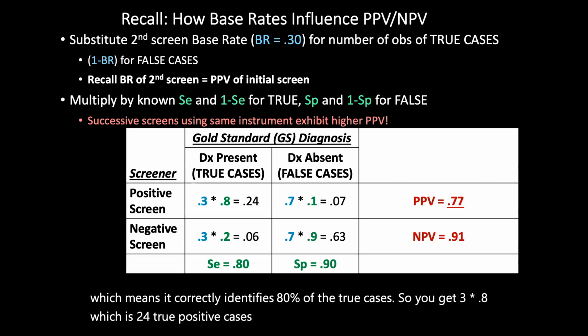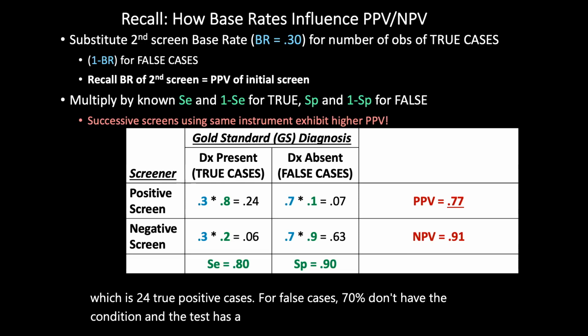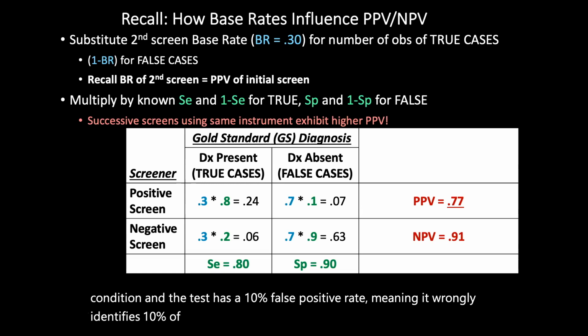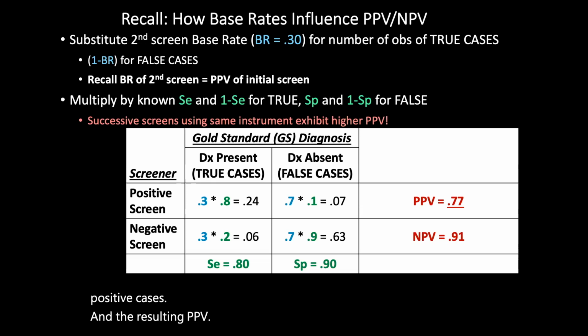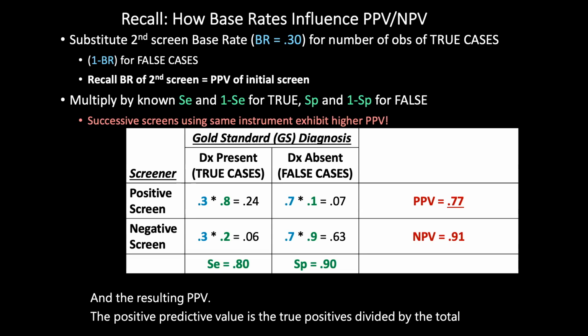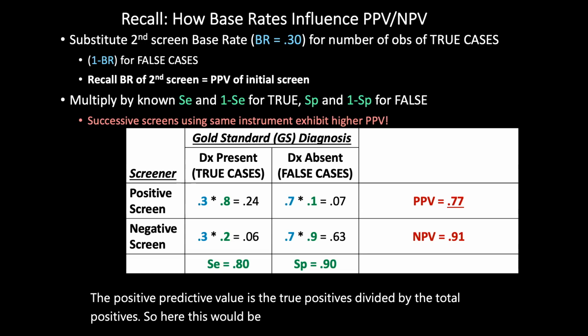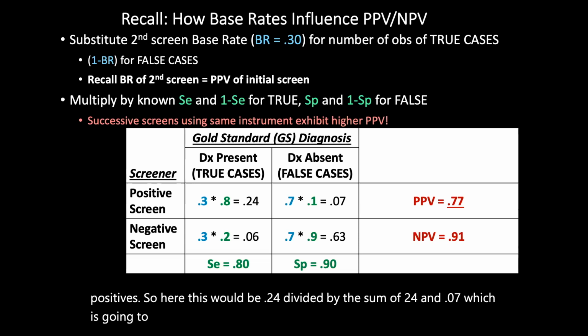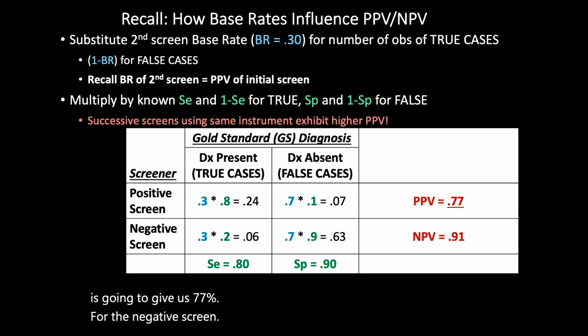For false cases, 70% don't have the condition, and the test has a 10% false positive rate, meaning it wrongly identifies 10% of healthy people as having the condition. 0.7 times 0.1 is 0.07 false positive cases. In the resulting PPV, the positive predictive value is the true positives divided by the total positives. So here, this would be 0.24 divided by the sum of 0.24 and 0.07, which is going to give us 77%.